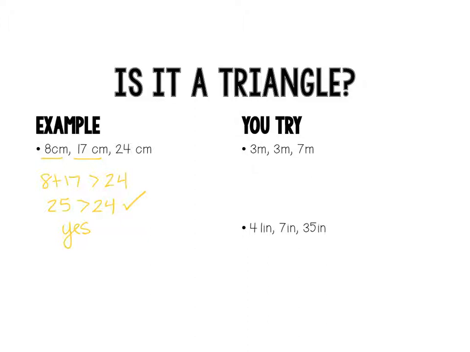Now I want you to try the next two examples, and then we'll go over them. All right, going over these two examples, my smallest sides are 3 and 3. So 3 plus 3 has to be greater than 7. 6 is not greater than 7, so this is not a triangle. Looking at the next one, I've got my two smallest are 7 and 35. So 35 plus 7 has to be greater than 41. Well, 35 plus 7 is 42. 42 is greater than 41. So this is a triangle.